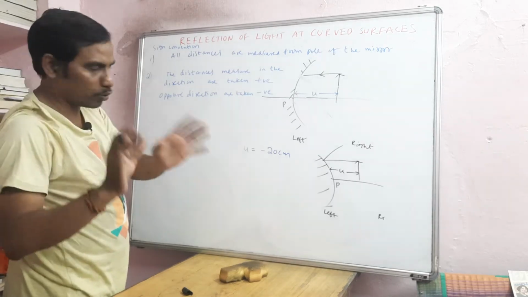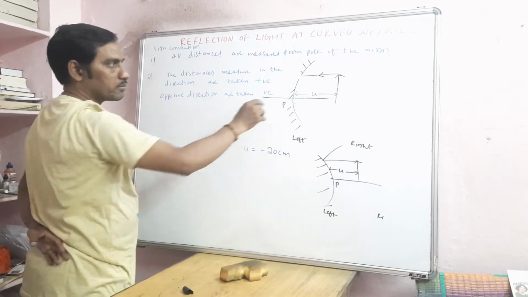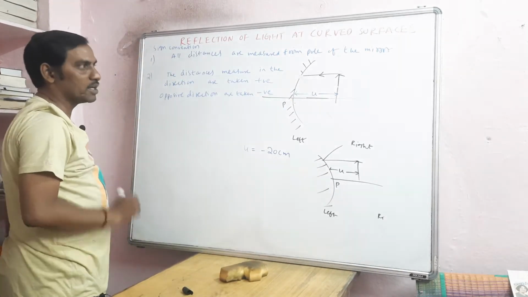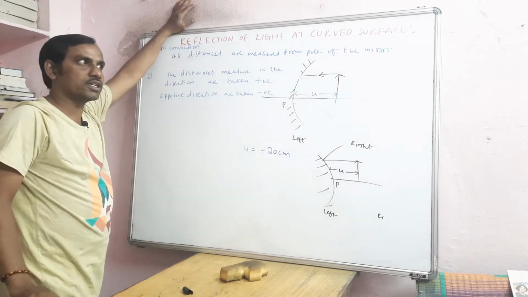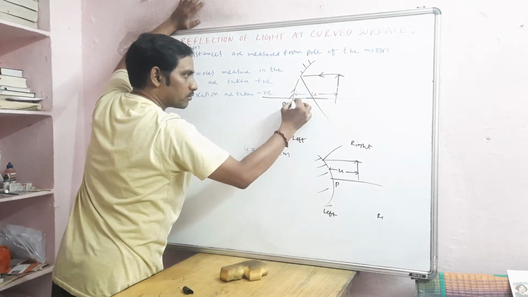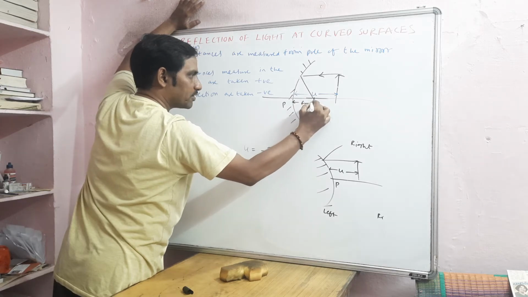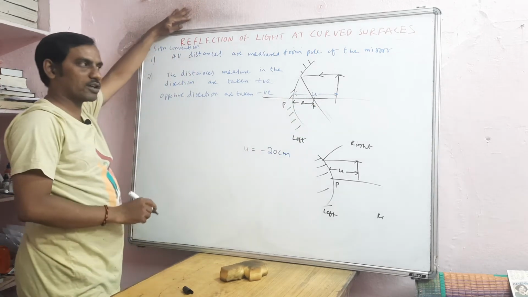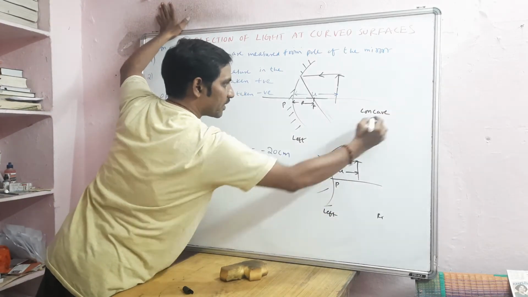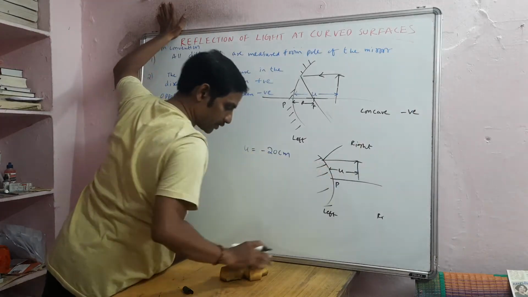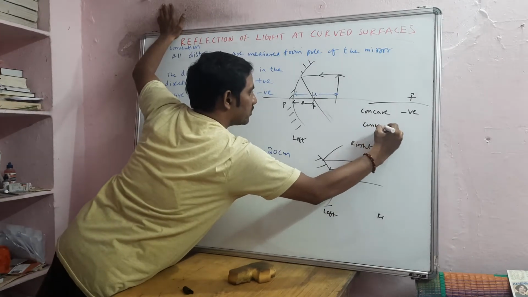And remember, in both mirrors and lenses, convex means the focal length is positive, and concave means the focal length is negative. Why? I will tell you the reason. The light ray is coming from right to left, and you are measuring distance from left to right. This is F. The focal length is the distance between P and F. So F is generally positive for convex and negative for concave.